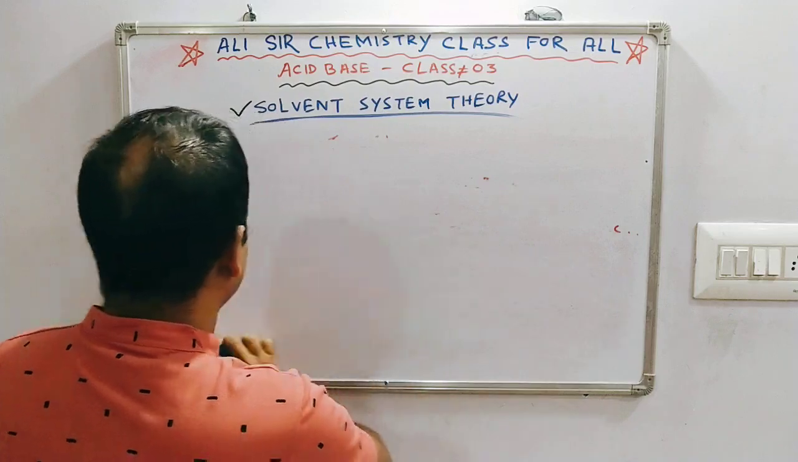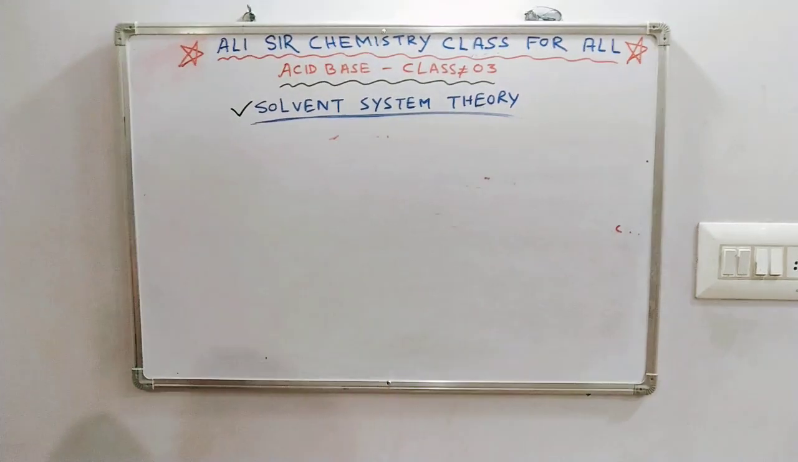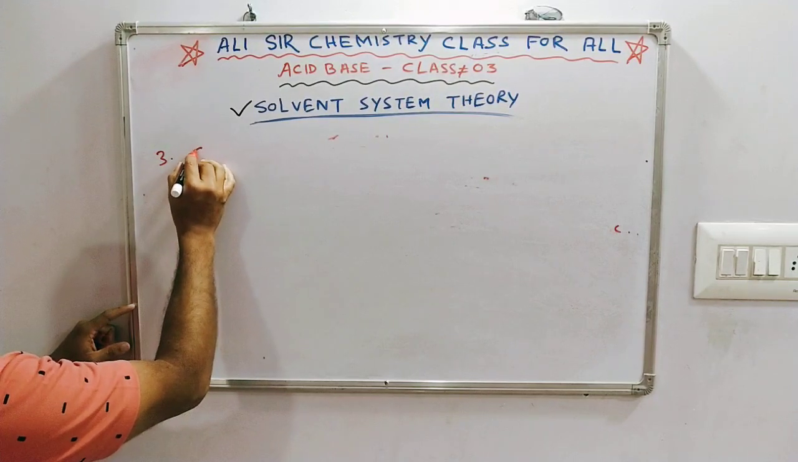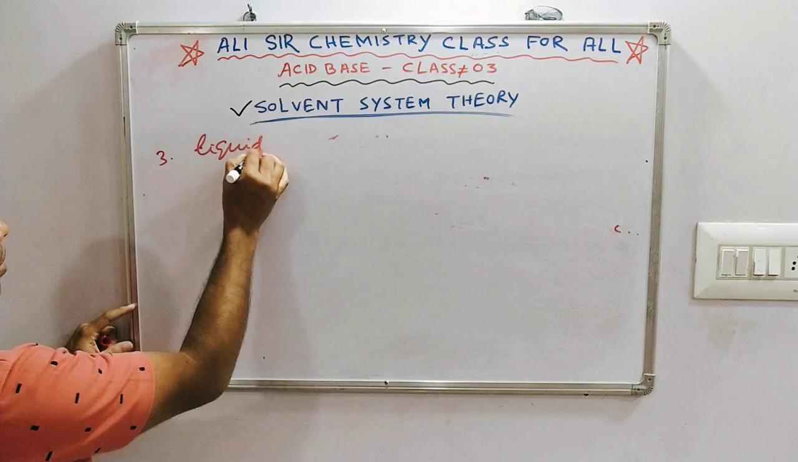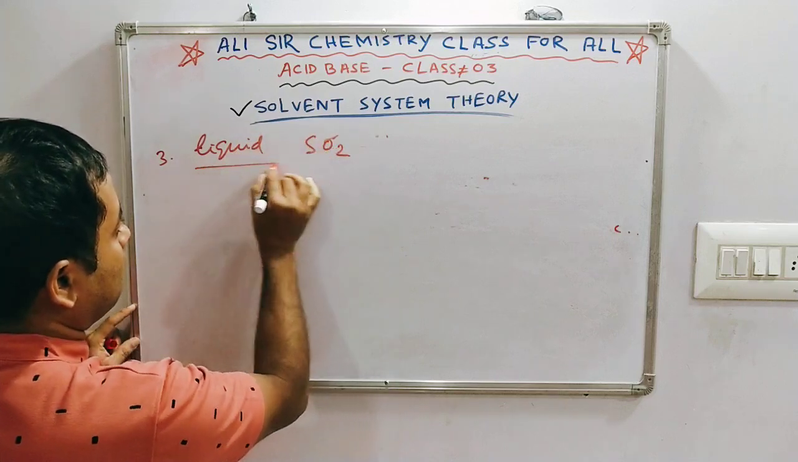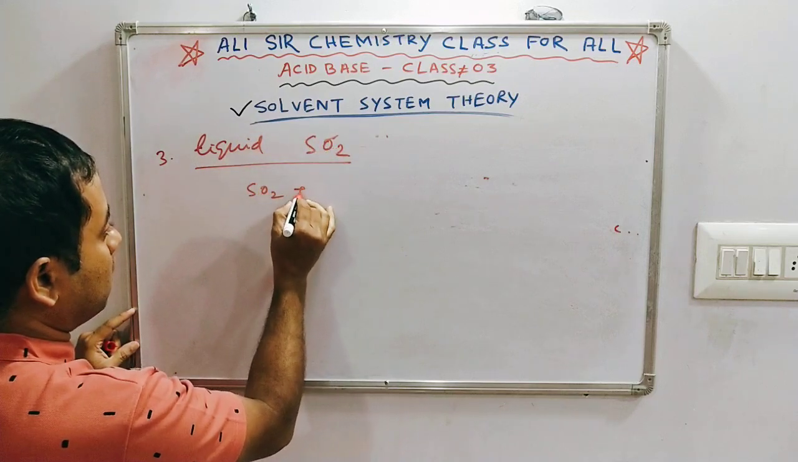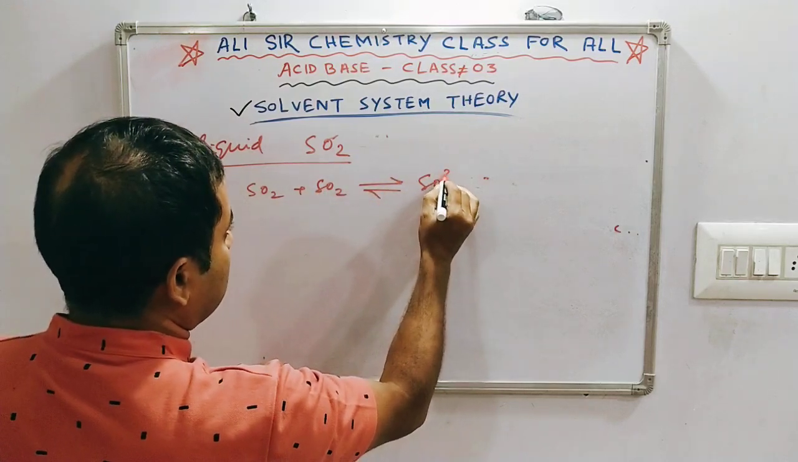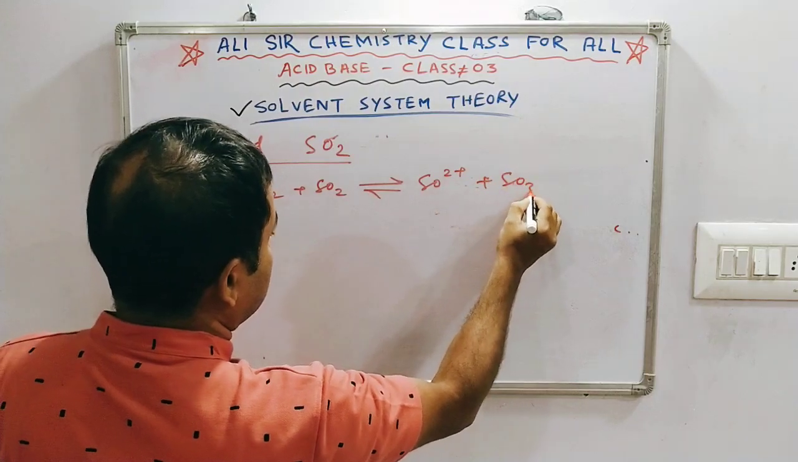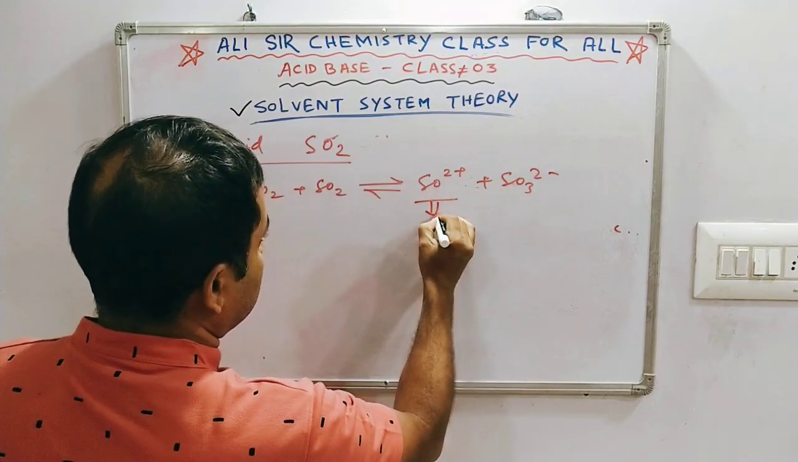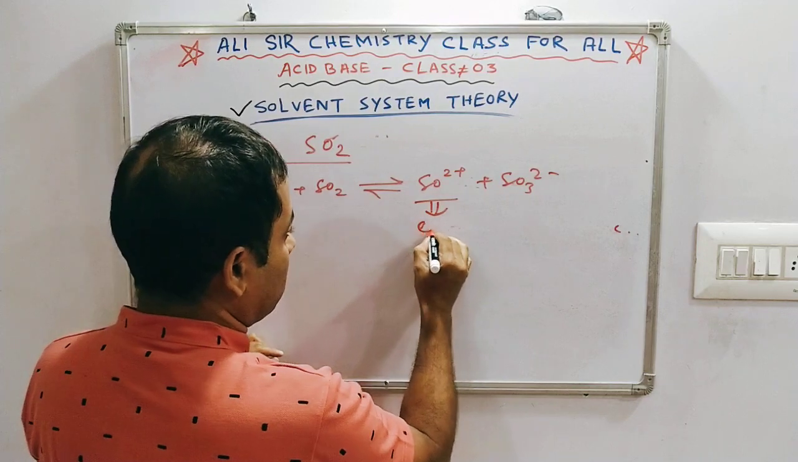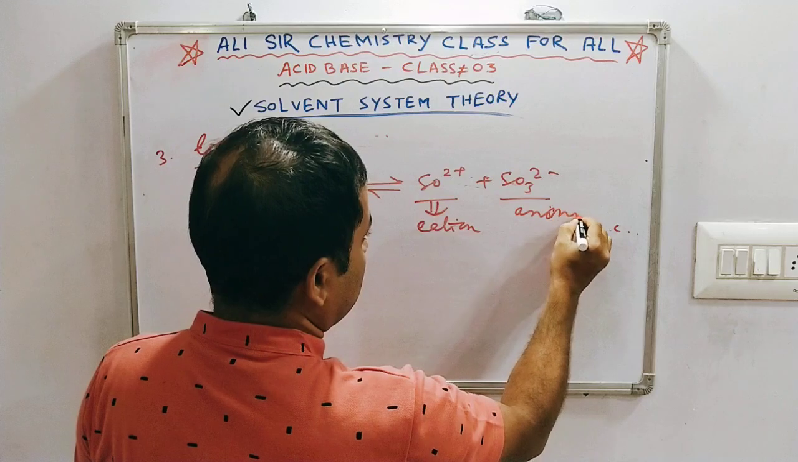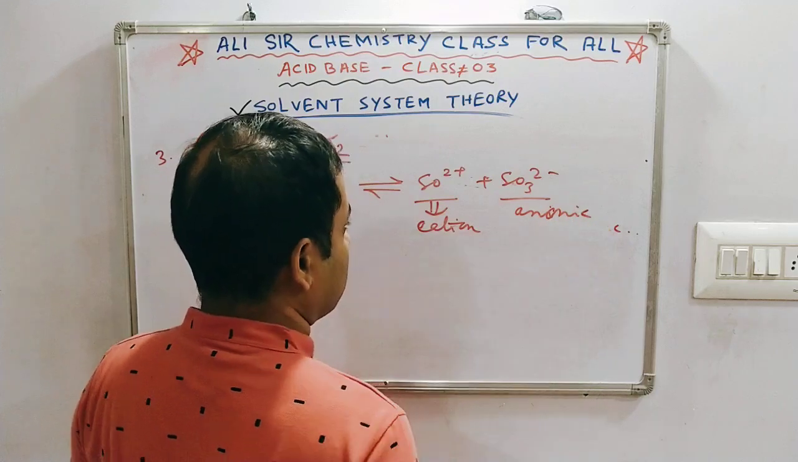Solvent number 3, liquid sulfur dioxide. One of the most important solvents, liquid sulfur dioxide. Liquid sulfur dioxide will auto-ionize to form SO2 2+ and SO3 2 minus. This is the cationic part, so acidic, and this is the anionic part, so this is basic.